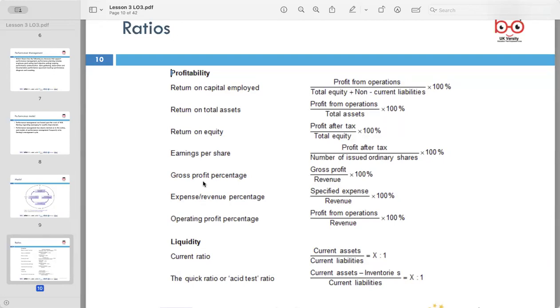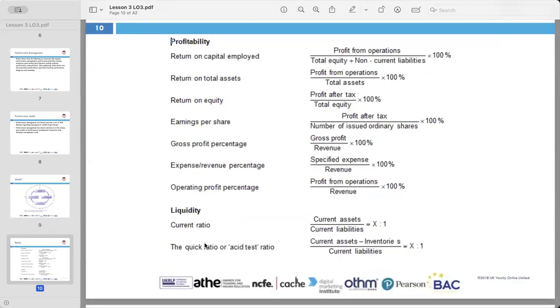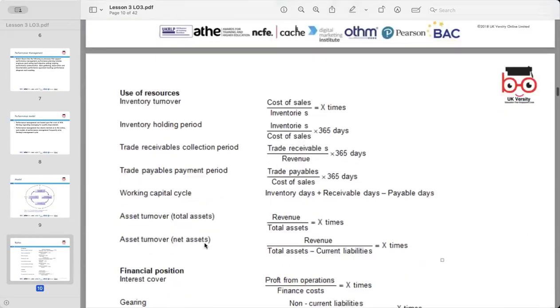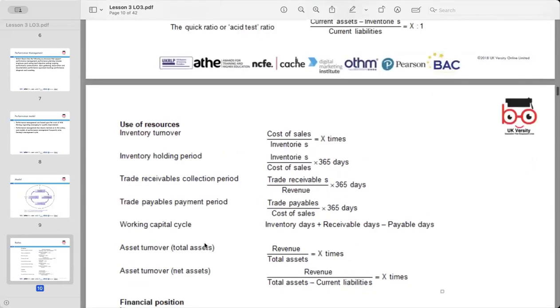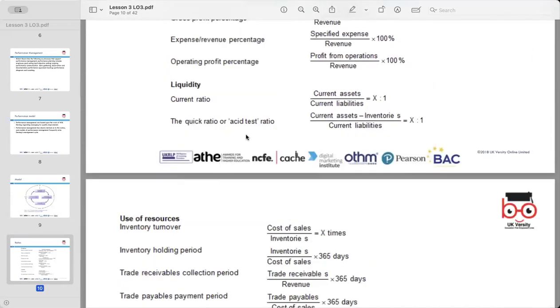Liquidity ratio. Things that come under liquidity ratio, like current ratio, assess the ability of the organization to meet short-term obligations using current assets. Quick ratio, or acid test ratio, measures the organization's ability to cover immediate liabilities with the most liquid assets.